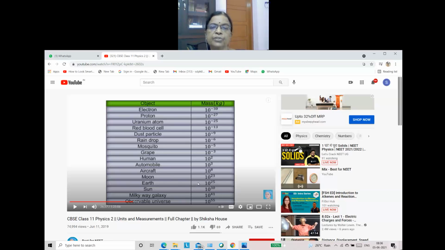Then Earth is 10 raised to 25, Sun 10 raised to 30. See, electron 10 raised to minus 30, and Sun, very huge, 10 raised to plus 30, very big, no? Compare their sizes. Galaxy 10 raised to 41 kilogram. Universe 10 raised to 55. Such a huge it is. Just to have an idea, human 10 raised to 2 maximum, 100 kg. Automobile 10 raised to 3. Aircraft 10 raised to 8 kilogram. So you should have an idea about this.